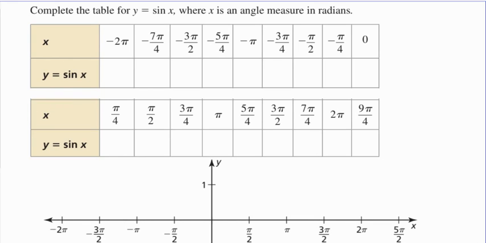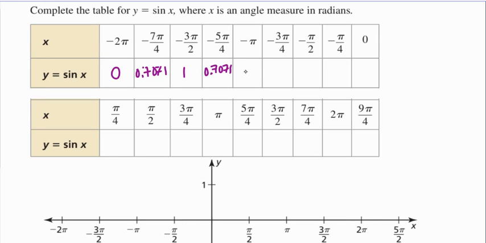Okay, when you fill in this table, when you enter sine of negative 2 pi, you'll find that that has a value of 0. Okay, when you find sine of negative 7 pi over 4, you'll find that that has a value of 0.7071. Okay, when you enter sine of negative 3 pi over 2, you'll find that that has a value of 1. And then sine of negative 5 pi over 4 has a value of 0.7071. And we're actually going to be doing a lot of repeating.